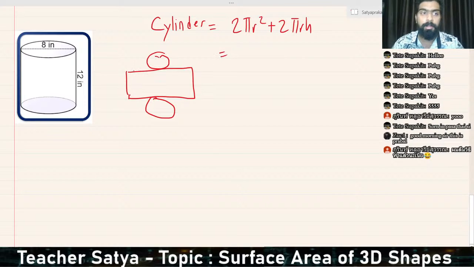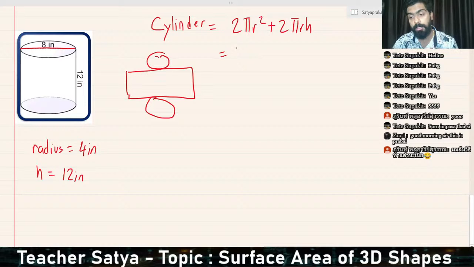Okay guys, now what we have here, 8 inches, is the diameter. So let's write down what we know. The radius would be half of the diameter, which would be 4 inches, right? And the height is equal to 12 inches. Alright guys, so let's just plug this into the formula, and I'm going to keep pi as pi, and then I'll just substitute it in the last step.